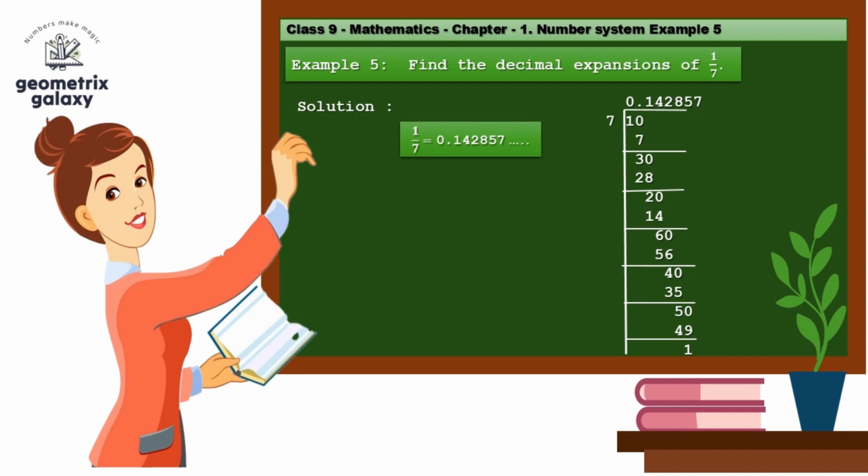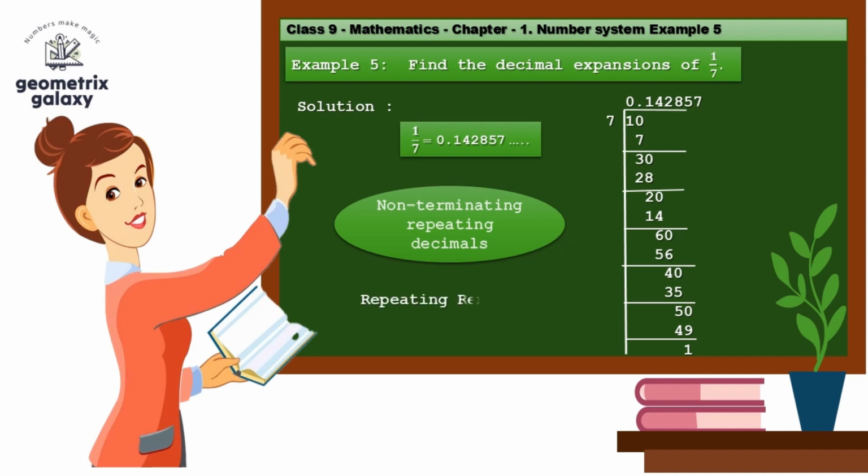The remainder is 1. So again we are going to get the same set of numbers, 142857. So 6 digits are getting repeated. And it is non-terminating. So it's a good example for non-terminating repeating decimals. If you see the remainders, that is also getting repeated. So if the remainders repeat, then the quotient will also repeat.